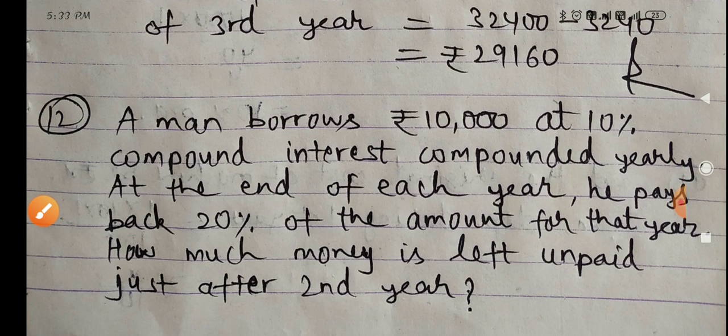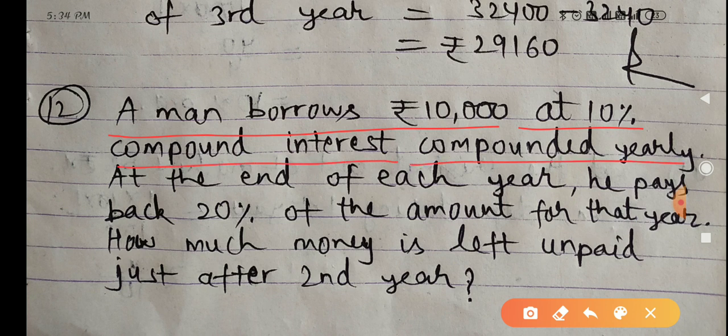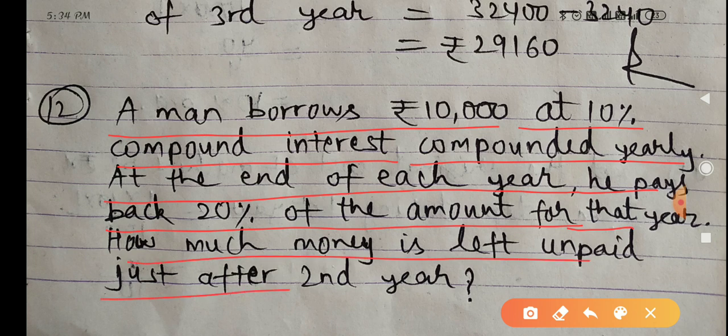Now the last question of this exercise, the 12th question. A man borrows rupees 10,000 at 10% compound interest compounded yearly. Compounded yearly means interest is calculated after every year. At the end of each year, he pays 20% of the amount for that year. How much money is left unpaid just after 2 years?